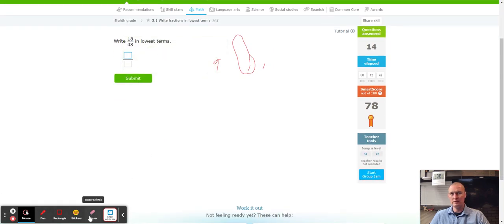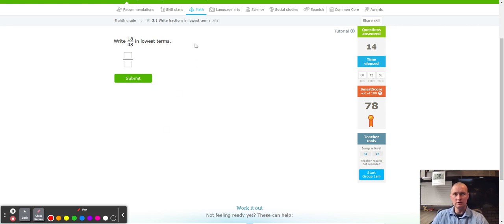All right, 18 over 48 definitely can be simplified. This one has quite a few factors. So 18, here we go. 18 divide 1, yes. 18 divide 2, yes. 18 divide 3, yes. 18 divide 4, no. 18 divide 5, no. 6, yes. 7, 8, 9, yes on 9, because half of 18 is 9, and double 9 is 18. So those are our dividing factors of 18.